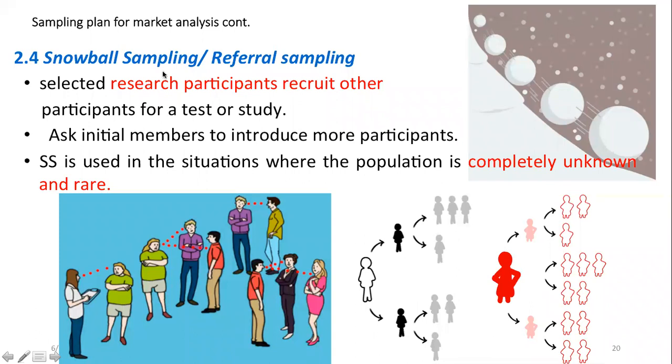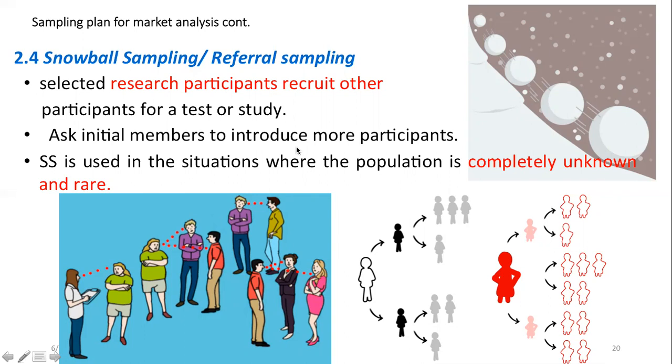Pyramid method. We first select two people or one person, then ask him or her to select or take their friends or their relatives. Then ask these people to select another one. Likewise, we use the snowball theory. Select a research participant, recruit other participants for a test or study, and ask the initial member to introduce more participants. Snowball sampling is used in a situation where the population is completely unknown and rare.